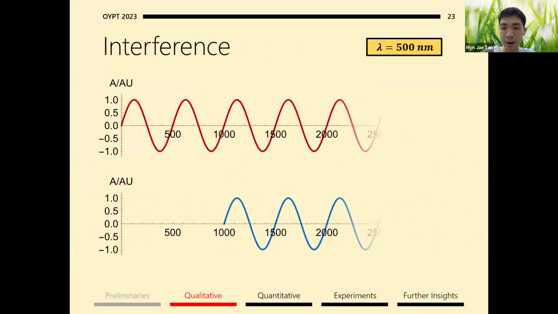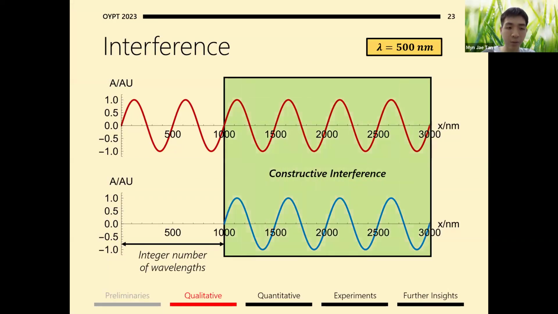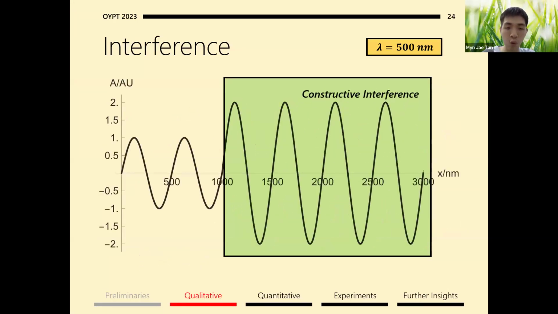So next, I'll be talking about the constructive interference between two light rays. Let's say we have two light rays with a wavelength of 500 nanometers. When the waves are separated by an integer number of wavelengths, constructive interference will occur. Hence, when we add both waves together, we see that the amplitude will increase. It's like a superposition of two different waves.